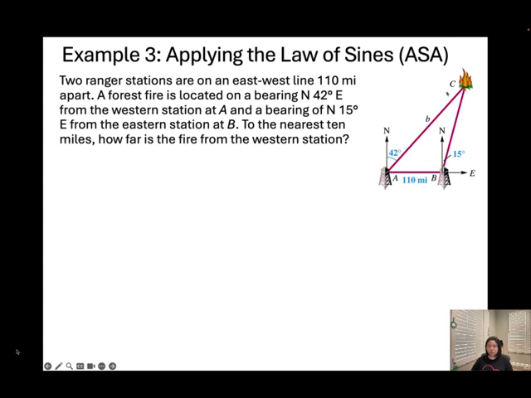Okay, so this is going to be angle, side, angle. But first we need to figure out what your angle A is here. Because we only know 42 degrees here, right? And you know this is going to be 90 degrees. So in order to find the angle A, we're going to subtract 42 from 90 degrees.